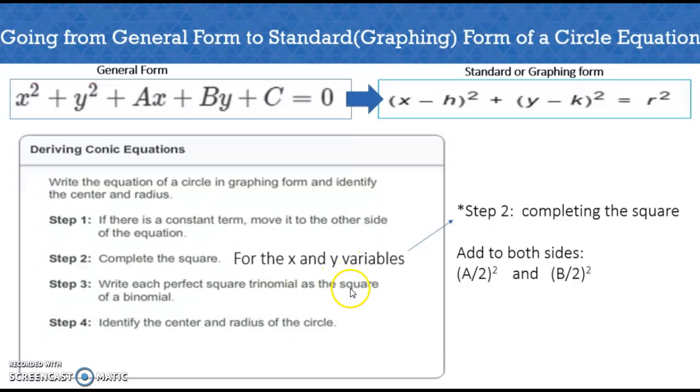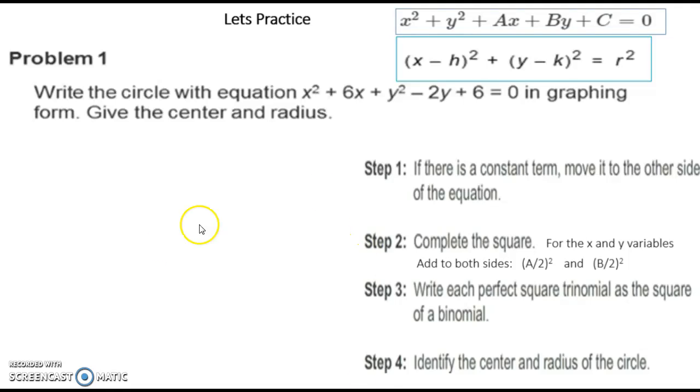So you've probably done completing the square before, but it has probably been a while, so we'll refresh your memory. Essentially what it is you are taking this a, dividing it by 2 and squaring it, adding it to both sides. B divided by 2, square it, add it to both sides. And what that does is it's going to allow us to set up a perfect square where we can factor it and make it look just nice and pretty like this. Then step 3 is to write each perfect square trinomial as a square of a binomial, so writing it like this, and then identifying the center and radius from there. So let me show you what that actually looks like in practice.